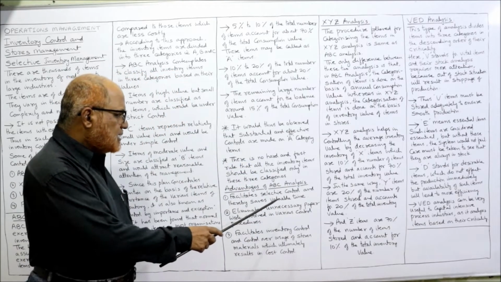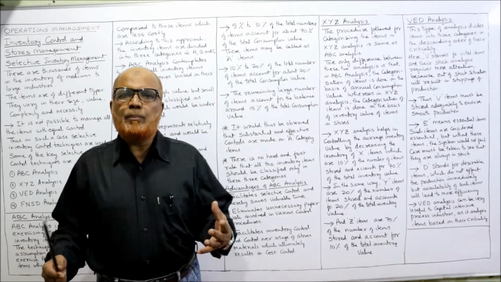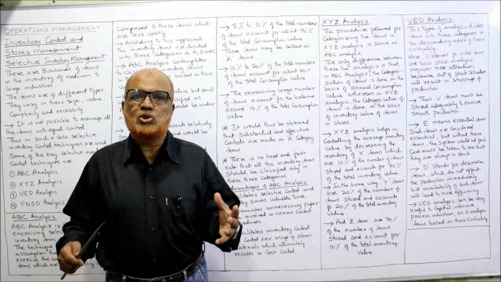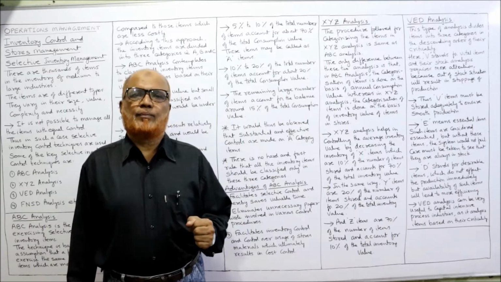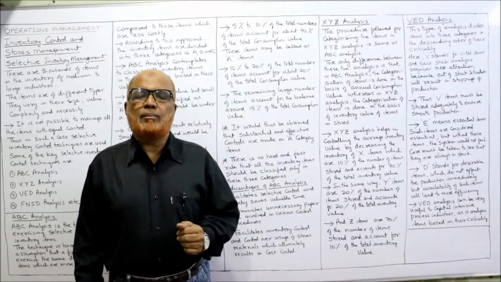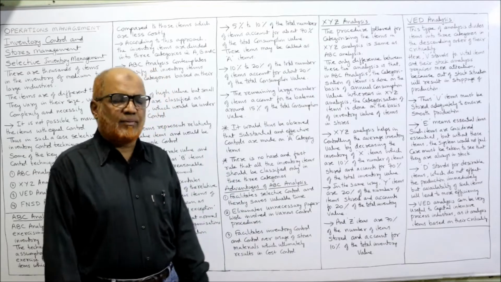Secondly, it eliminates unnecessary paperwork involved in various control procedures. More paperwork, more effort, more time will be consumed if we analyze all the items equally. But if we categorize into A, B and C, the paperwork can be eliminated. Our time will be saved, effort will be saved.